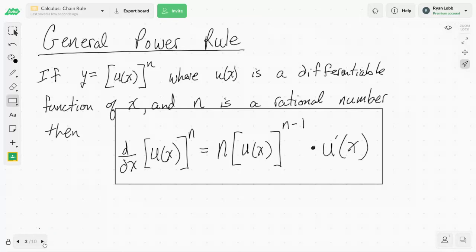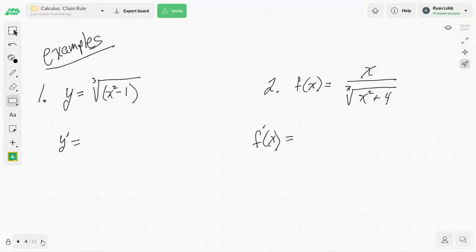So jumping over here to a couple examples. Here we have y equals the cube root of the quantity x squared minus 1. There's still a lot of times going to be an element of rewriting these. So now let's rewrite this one first.